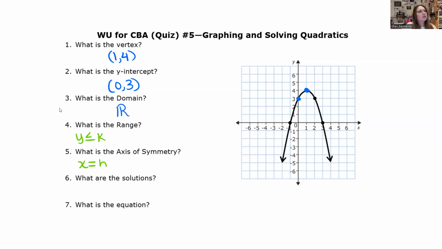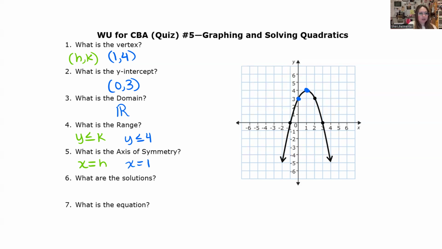Okay. So for this one, the range, y is less than or equal to k. What's the k value? 4. Let me go ahead and write that on there, that the vertex is h, k. So then my axis of symmetry, what is the axis of symmetry? X is equal to what?